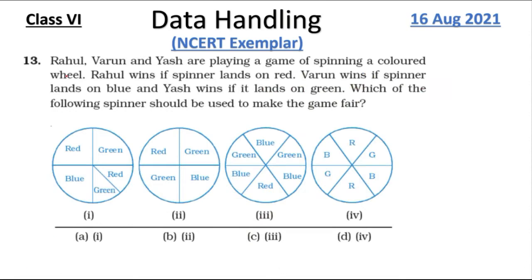Question number 13. Rahul, Varun, Yash are playing a game of spinning a colored wheel. Rahul wins if spinner lands on red. Varun wins if the spinner lands on blue. Yash wins if it lands on green. Which of the following spinners should be used to make the fair game? Here, observe the number of blue and number of green.